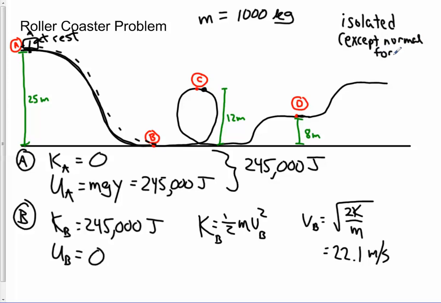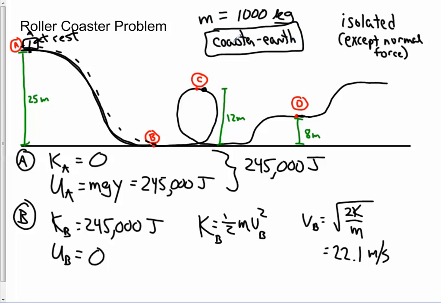It's going to turn out that normal force can be an external force, and you can still kind of call it an isolated system for the purposes of mechanical energy. Again, I'll talk about that later. But okay, so except for normal force, there's no other force on the coaster-Earth system. That's our system.